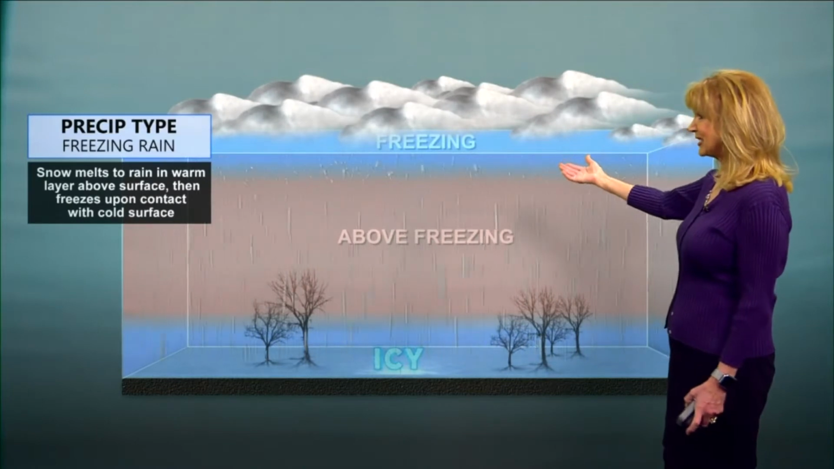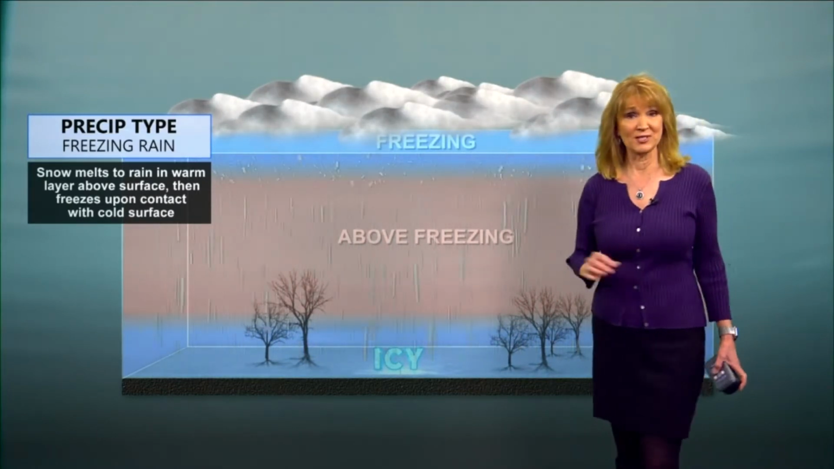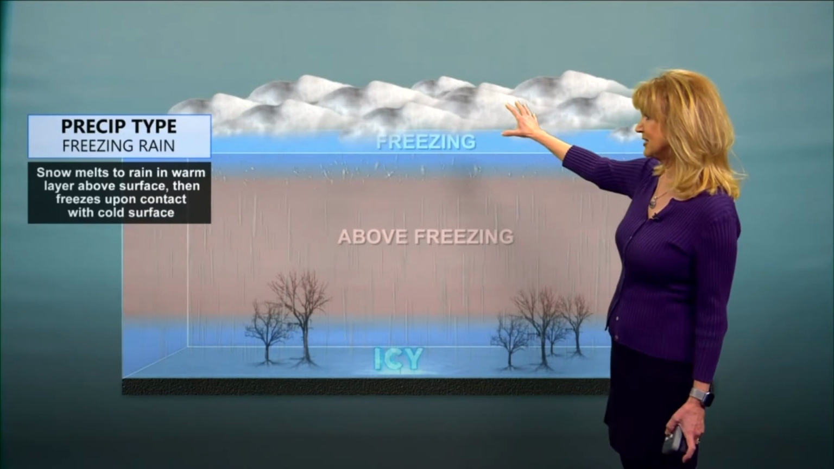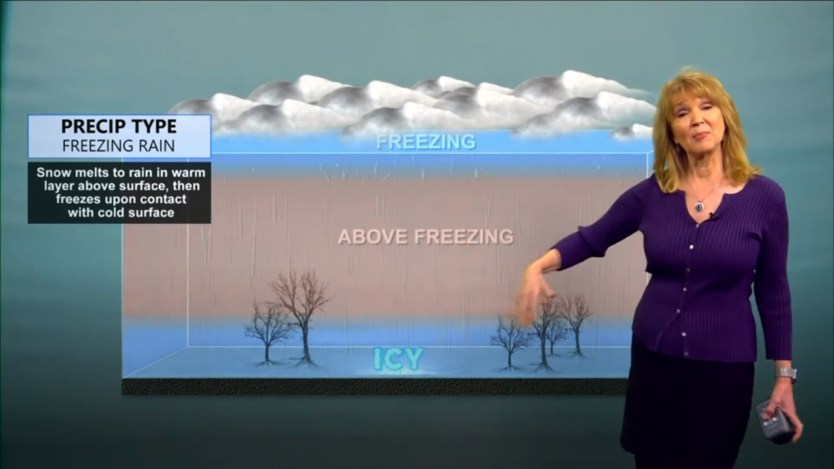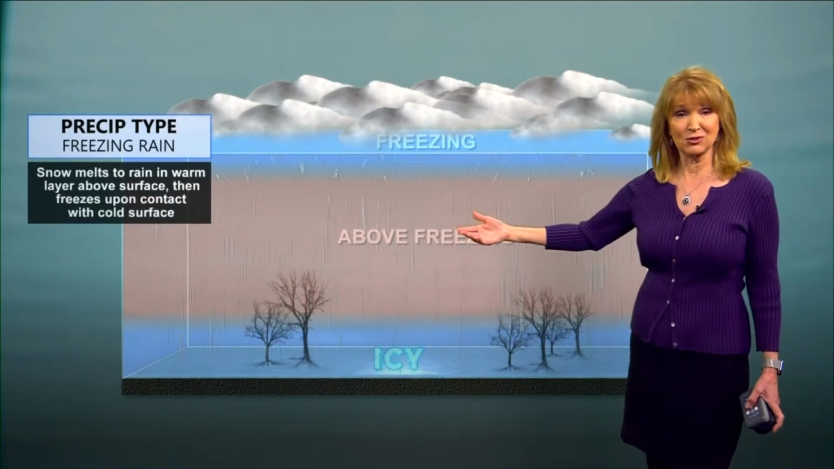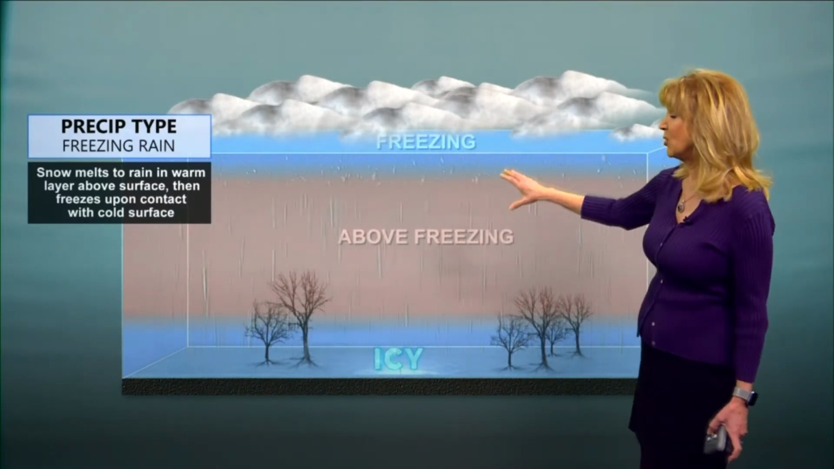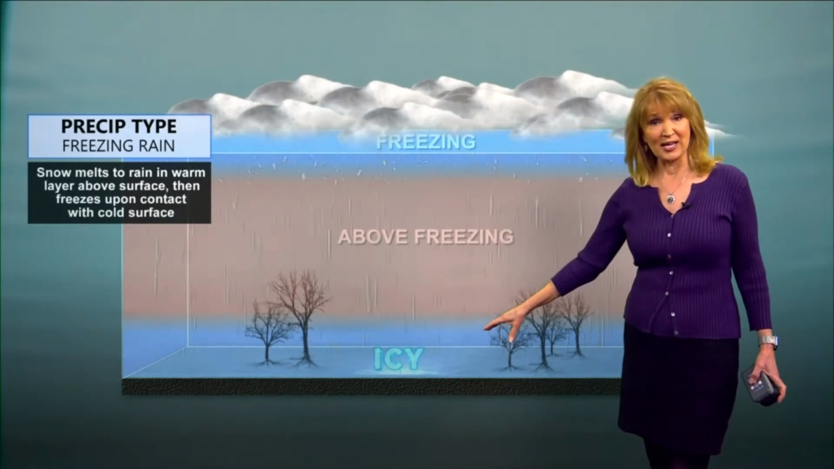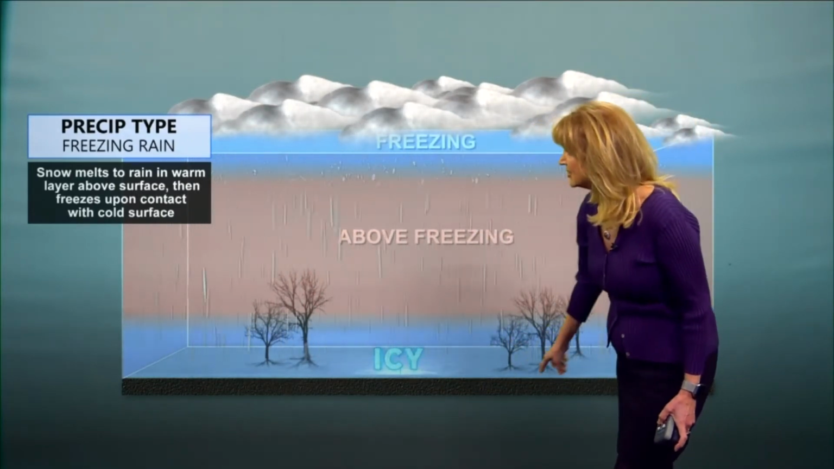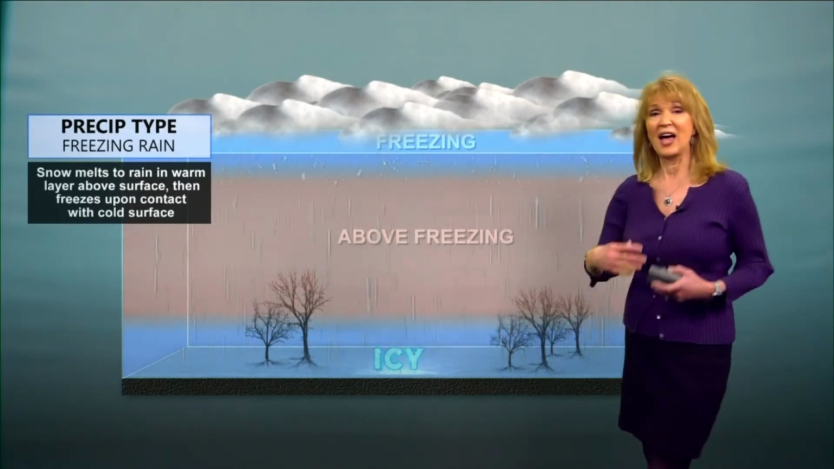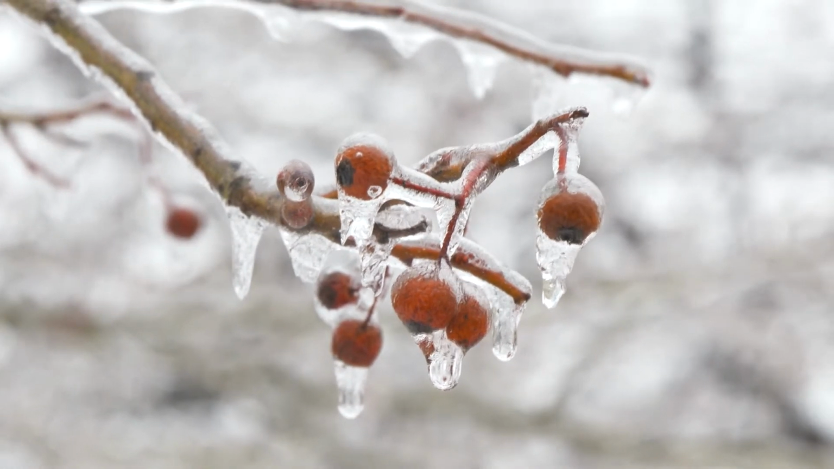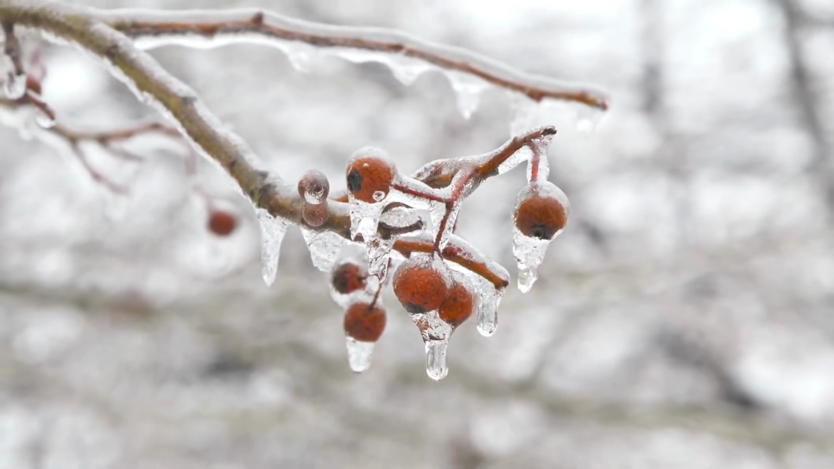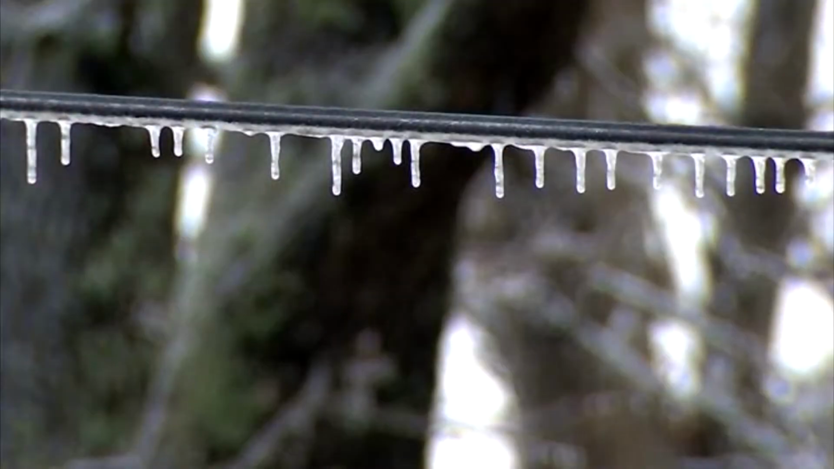Here's another, freezing rain. This is a tricky one for a lot of folks. It starts out as snow up in the top of those clouds, and then we get a wide layer of above freezing temperatures that's 32 degrees or above. So those snowflakes will melt and start to fall as rain. And then when they make contact with the ground below, that's when they freeze. Freezing rain forms a coating of ice on trees and power lines. The weight of the ice can cause tree limbs to break and power lines to sag. That results in power outages.